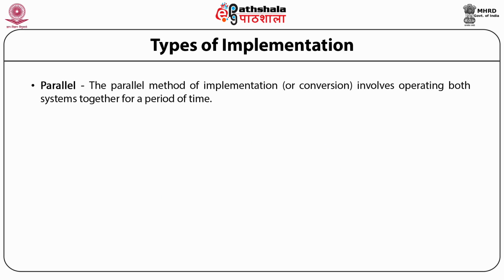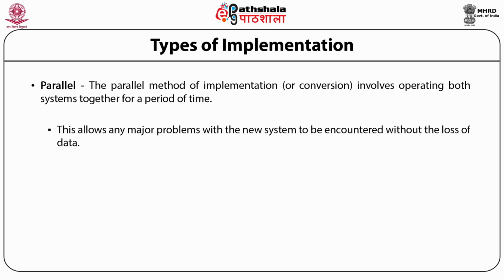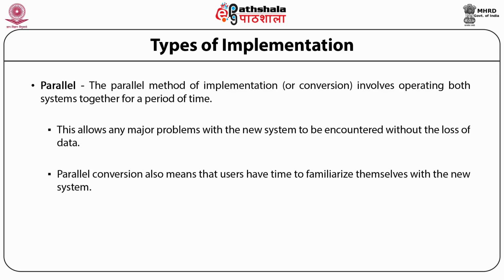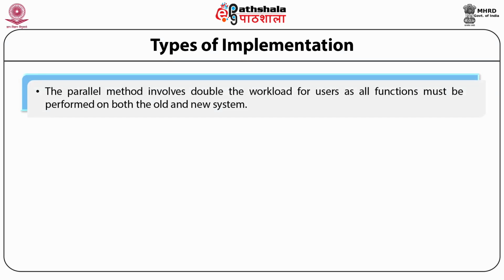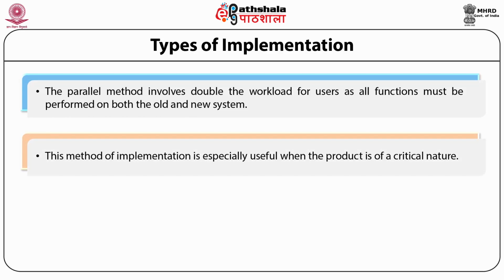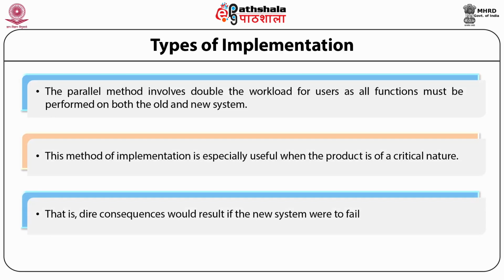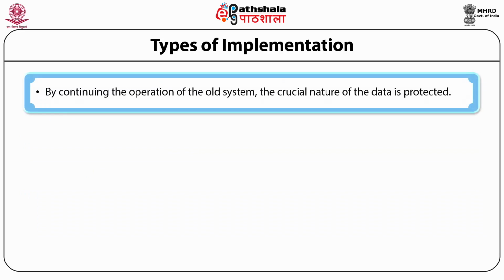The parallel conversion method. This method of implementation involves running both of the systems together for a certain period of time. It allows any major problems with the new system to be encountered without loss of data. Parallel conversion will also mean, students, that users have time to familiarize themselves with the new system. So here, the old one will remain as the operational one as a backup to the new system. Once the new system is found to be meeting requirements, then operation of the old one can eventually stop. This method involves double the workload for users as they have to maintain both of the systems together. However, this implementation is very useful when the product is of a critical nature and dire consequences will result if the new system were to fail. So by continuing the operations of the old one, the crucial nature of the data gets protected, as we see in the diagram here.